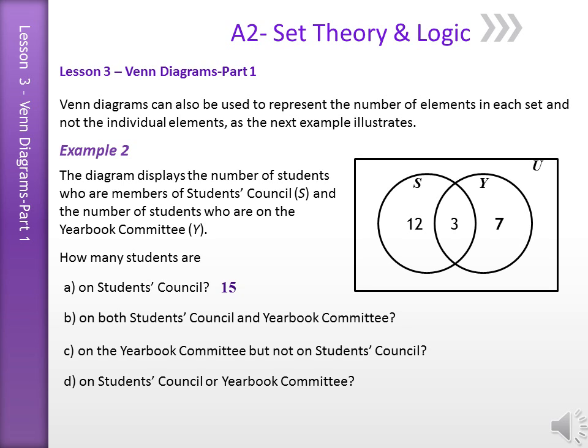The number of students on both Student Council and the Yearbook Committee would just be the overlap area, so that would be 3 students. On the Yearbook Committee, but not on Student Council, would just be the 7 that is included in Y, but we would not include the 3. And on Student Council or the Yearbook Committee would be all 3 areas put together, which would be 22.